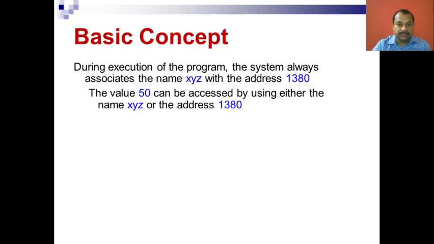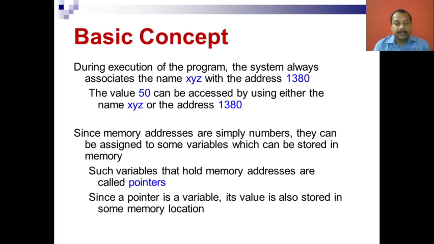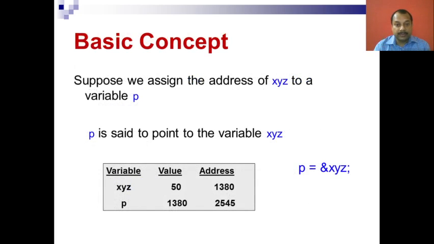How will we demonstrate that? Since memory addresses are simply numbers, they can be assigned to some variable which can be stored in memory. Such variables that hold memory addresses are called pointers. Since a pointer is a variable, its value is also stored in some memory location. Okay, that is an important observation. Suppose we assign the address of xyz to a variable p.